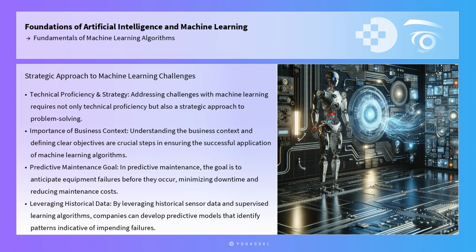Addressing real-world challenges with machine learning requires not only technical proficiency, but also a strategic approach to problem-solving. Understanding the business context and defining clear objectives are crucial steps in ensuring the successful application of machine learning algorithms. For instance, in predictive maintenance, the goal is to anticipate equipment failures before they occur, minimizing downtime and reducing maintenance costs. By leveraging historical sensor data and supervised learning algorithms, companies can develop predictive models that identify patterns indicative of impending failures, enabling proactive maintenance scheduling.